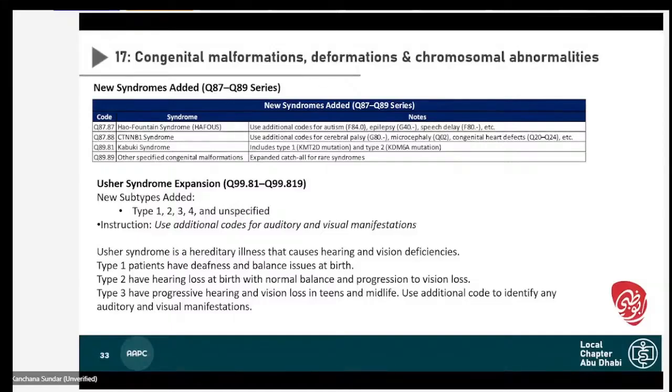What is new about this is how much the patient is impacted. If the patient has deafness and balance issues at birth, it is type 1. Hearing loss at birth and balance issues and progression to vision loss is type 2. And if having progressive hearing and vision loss in teens and midlife, then type 3. And use additional codes for auditory and visual manifestation. I'm very sure you already know how to code the additional codes now.